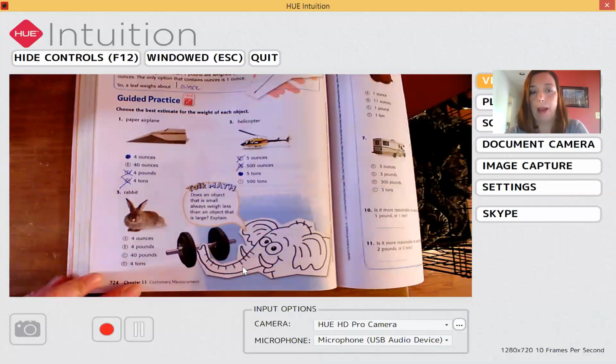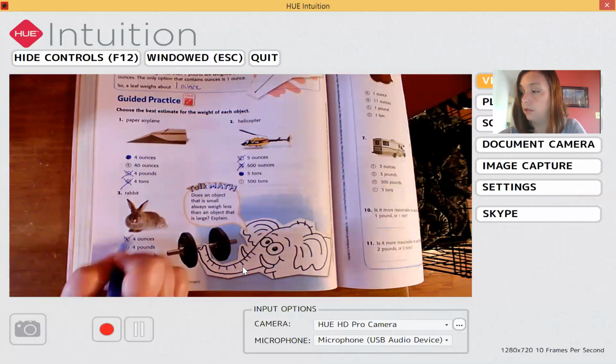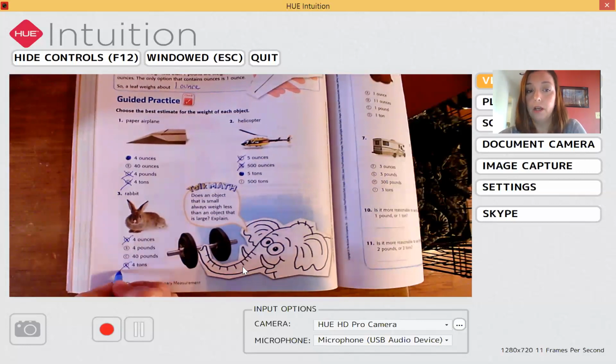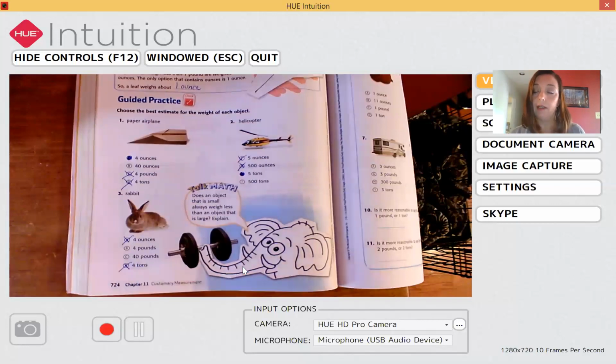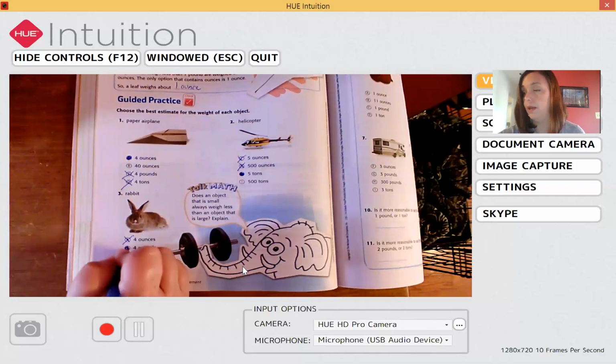All right, so a rabbit. A rabbit, I'm thinking, is the most similar to a pineapple. So ounces would be too small, and tons would be too large. So I'm crossing off those 2 options. So we either have 4 pounds or 40 pounds. So I'm thinking about a rabbit. Would a rabbit be more like the size of 4 pineapples or 40 pineapples? I think 40 pineapples would be too big. So I'm going to go with 4 pounds, okay?